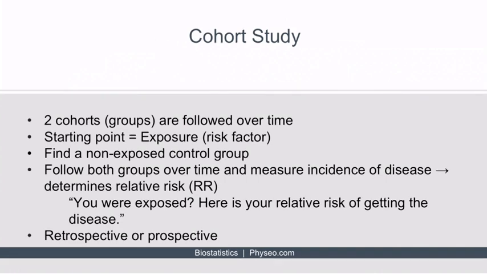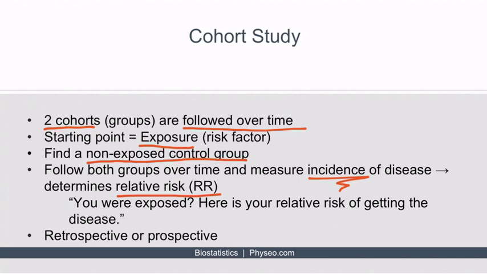Next, let's talk about cohort studies. In cohort studies, you have two cohorts, or groups, and they are followed over time. Your starting point is the exposure, or risk factor. I will tell you what I mean by starting point on the next slide. After you have found the exposed group, you find a non-exposed control group. Then you follow both groups over time, and then you measure the incidence of the disease. And then you can determine the relative risk.